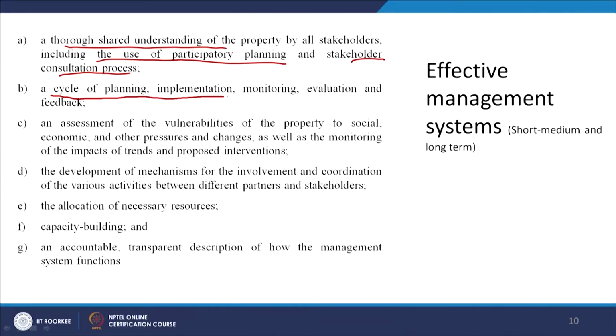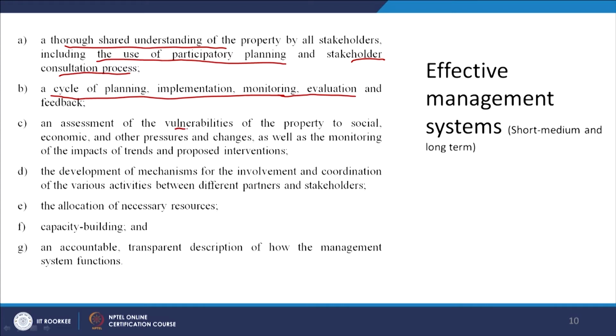So if we have to involve a stakeholder consultation process, we have to involve people and agencies within the geographical premises who are working and who are operating. And we also have to draft a cycle of planning, implementation, monitoring, evaluation and feedback. In fact, when we are talking about monitoring, it is not just that you set up a heritage nomination and then you forget it, but how we can periodically check it, how we can periodically verify and upgrade it. So this particular mechanism has to be also set up.